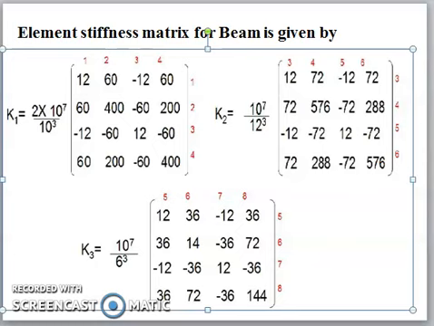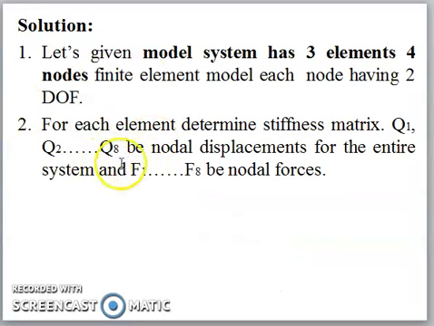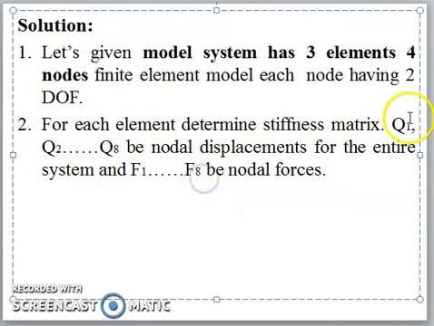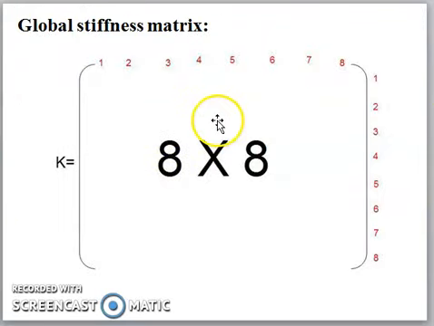So how many degrees of freedom? We have 8 degrees of freedom, that is F1 to F8 or Q1 to Q8. Therefore the size of the global stiffness matrix is 8 by 8, that is 1 to 8, 1 to 8. Again the 3 by 3, 4 by 4, 6 by 6, 7 by 7, 4 by 4, 4 by 3, 3 by 4 blocks. You will get it. Just write down that matrix once again.